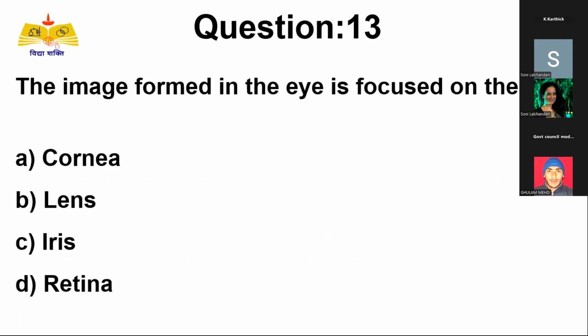The image formed in the eye is focused on the dash. A. Cornea. B. Lens. C. Iris. D. Retina.